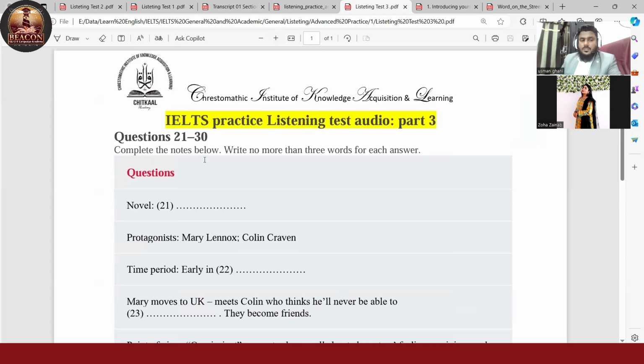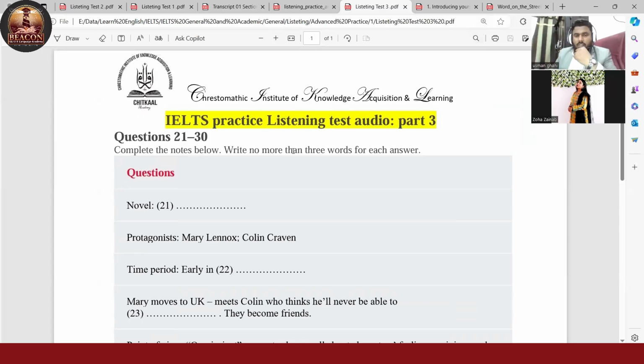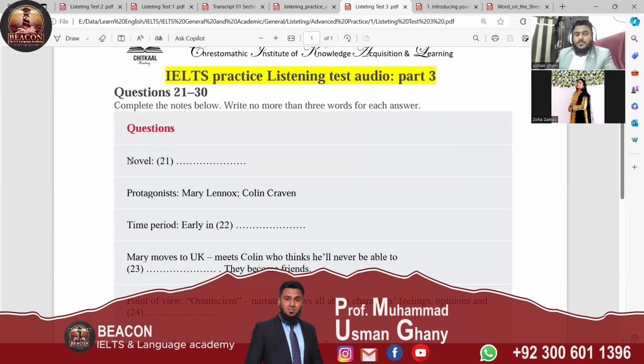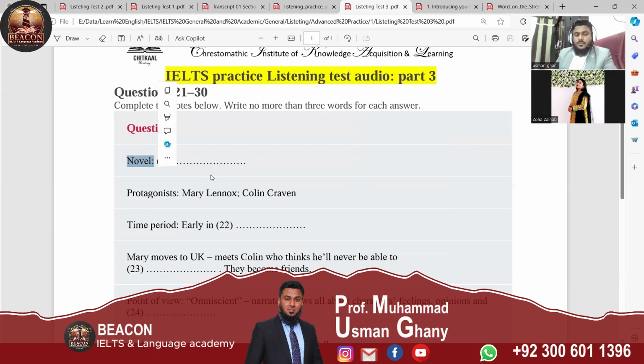Questions 21 to 30. Complete the notes below. Write no more than 3 words for each answer. Now we are given the limit of 3 words, and we are supposed to answer a question in a maximum of 3 words. We can give an answer in 1 word, 2 words, or 3 words, but not more than 3. If we give 4, our answer would be considered incorrect. Very well then. So what is the first question? It is novel protagonists.